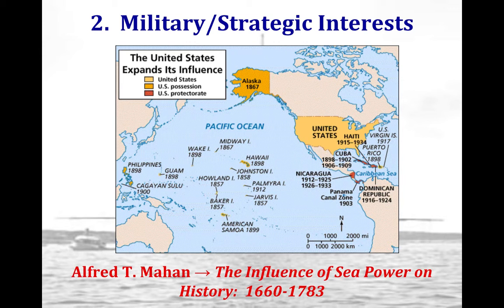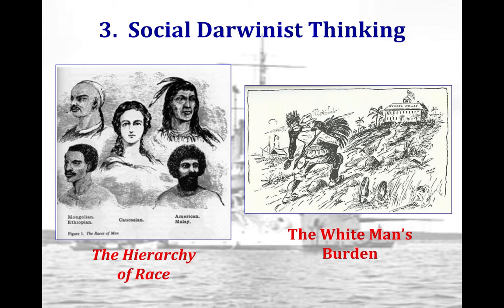And this works because by 1900, the U.S. actually has the strongest navy, the third strongest navy in the world. Another thing that starts to justify imperialism is just the general concept of social Darwinism. We talked about this during the Gilded Age, but again, it's essentially the idea that Darwin's concept of survival of the fittest is now going to be applied to competition among nations.